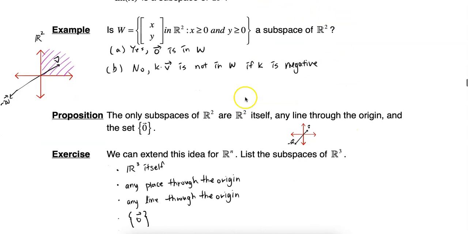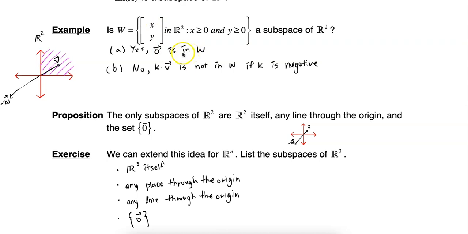First question, is W, which is composed of all vectors x, y in R2 such that x and y are both greater or equal to 0, is that a subspace of R2? So we are looking at all vectors starting at the origin point in this purple region here. Firstly, it's a subset, of course, because all these vectors are vectors of R2. The first requirement is that 0 is in W, and yes it is, because x and y are both equal to 0, so the vector 0, 0 is in W.